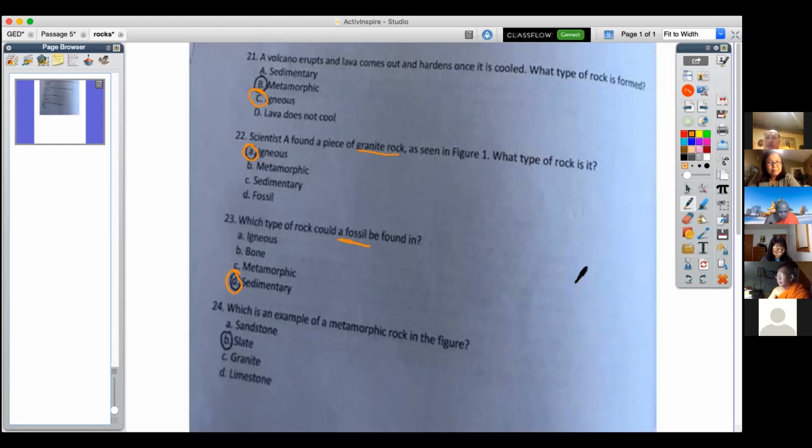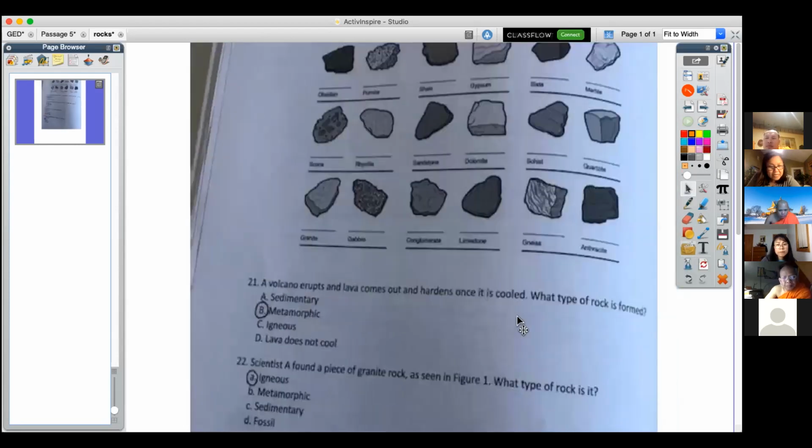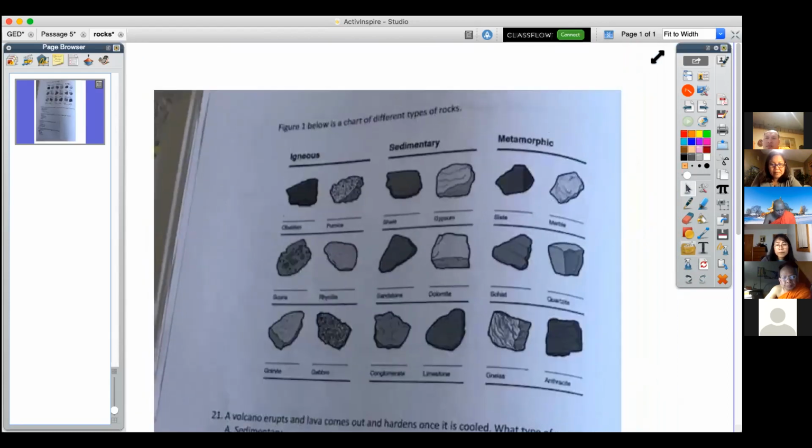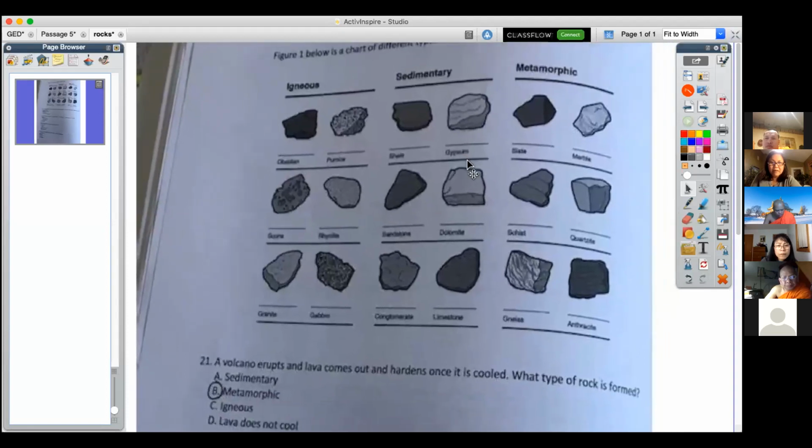24. Okay. Which is an example of metamorphic rock in the figure. So let's look at the figure. Figure 1, is it granite? Metamorphic, can you see it? So small I can't see. Yeah. It's hard to see. Oh, granite right here. That's granite. So igneous. Yeah.